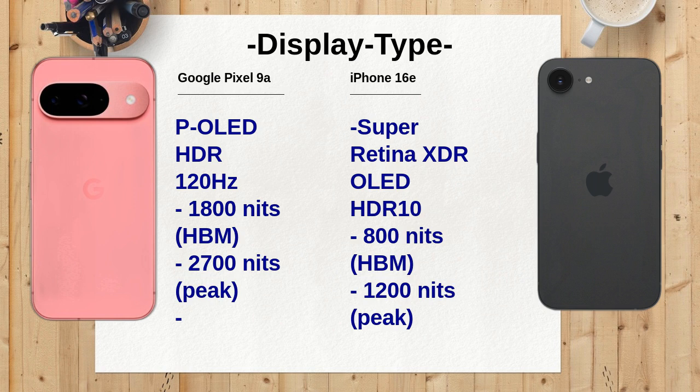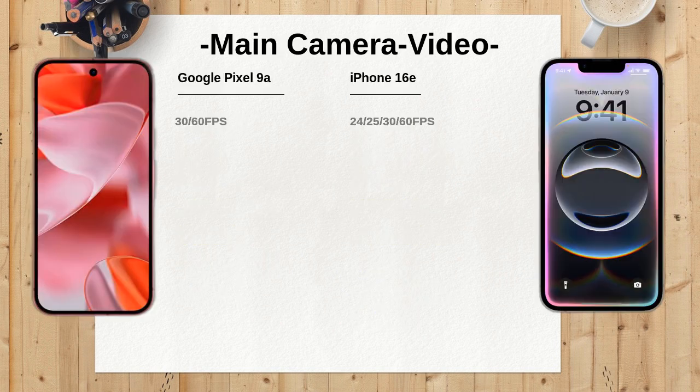When it comes to video recording, the Google Pixel 9a can shoot 4K at 30/60 FPS and offers impressive slow-motion options. The iPhone 16e also supports 4K video but provides more frame rate options. For videographers, both devices are capable, but the choice may depend on specific needs.